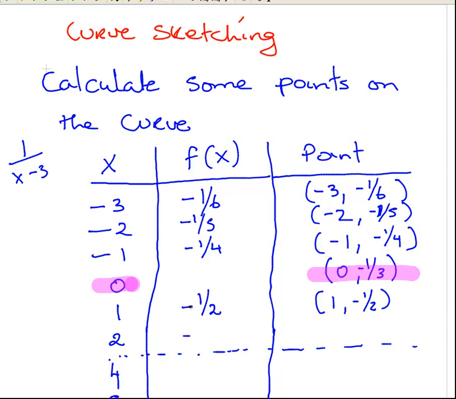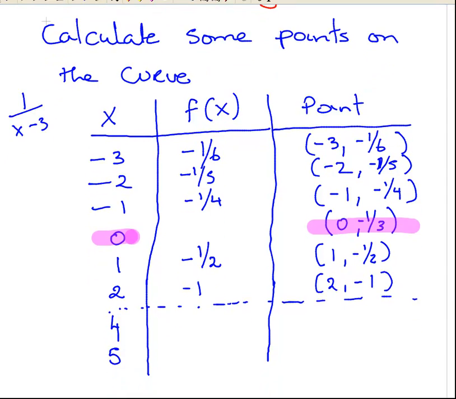That's 1 over 2 minus 3, that's 1 over minus 1, so that's minus 1. So that's 2 and minus 1. Keep going. 1 over 4 minus 3, that's 1, so we have 4, 1, 5, that's 1/2, so 5 and 1/2, and so on. You get the idea there. So those are just a couple of points there that we can use to get an idea of how this looks.